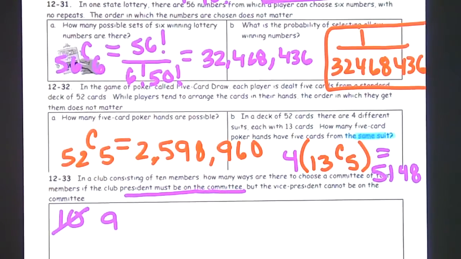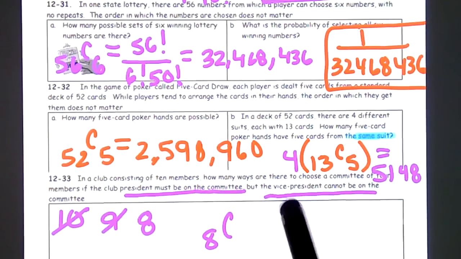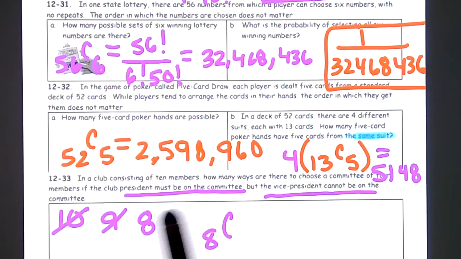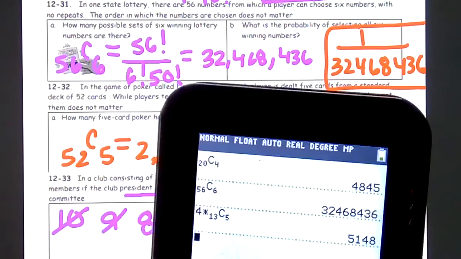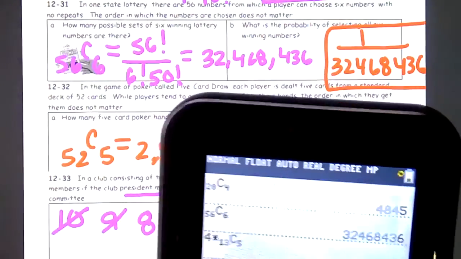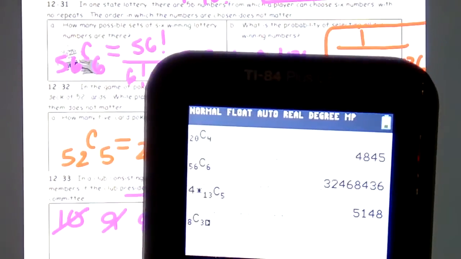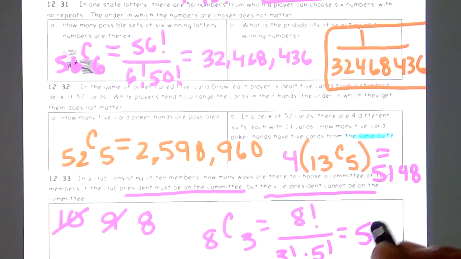So now I really have 9 people left. Now I also know that the vice president is not going to be on the committee, so I'm not going to pick that person either. So I have 8 people that I'm going to be picking from. The committee has 4 people in it, but I'm not picking 4 because, again, the president is one of the people that has to be in the committee. So I'm going to do 8 choose 3, and that's going to be 8 factorial over 3 factorial times 5 factorial. And let me just type in 8 choose 3, and when I put that in my calculator, I get 56.